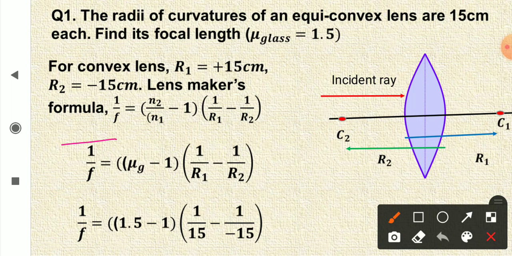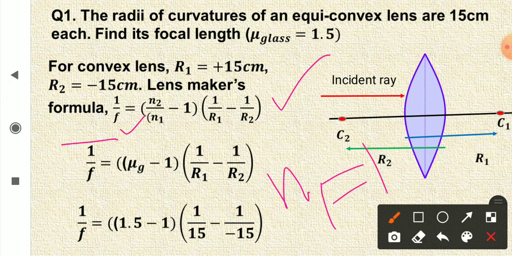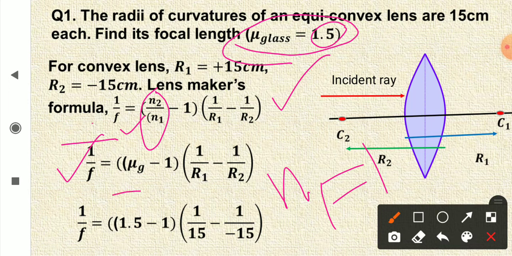And now using the lens maker's formula, 1 upon f is (n2 upon n1 minus 1) into (1 upon r1 minus 1 upon r2). And if we assume that the lens is placed in air, so for air n1 is equal to 1. So when n1 is equal to 1, this becomes the refractive index of glass straight away. So n2 is equal to 1.5. So now from here we get 1 upon f is equal to (mu of glass minus 1) into (1 upon r1 minus 1 upon r2), and put the values.